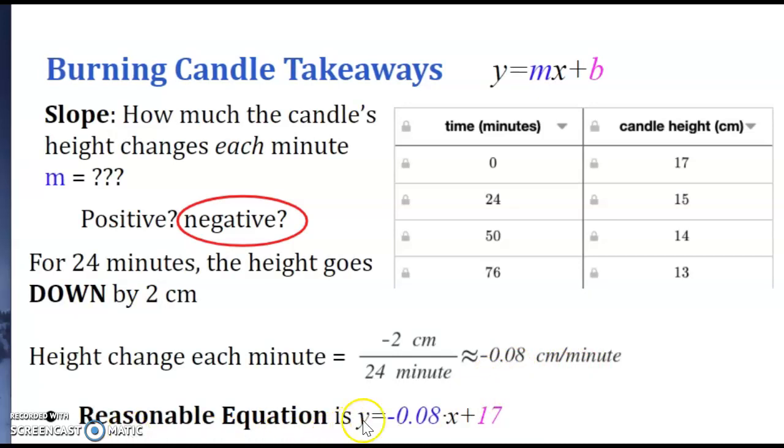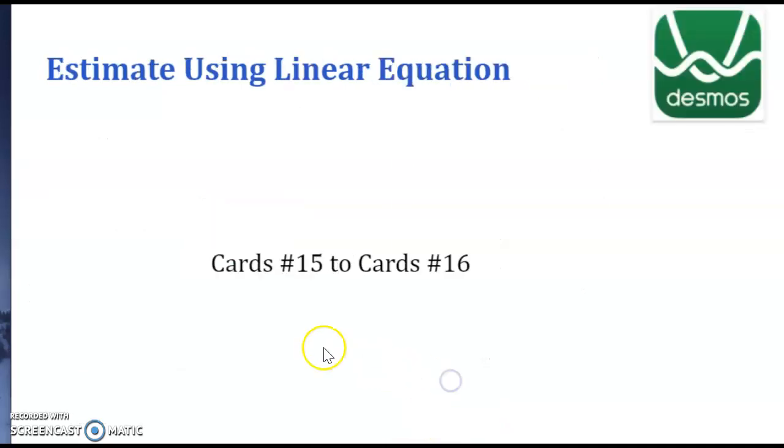So the reasonable equation from what we figured out is that we found b to be 17. We found the slope to be negative 0.08. So put it together, y is equal to negative 0.08x plus 17. Remember, the slope is being multiplied to x. It's not being added. It's the number right in front of x because it's being multiplied to x. Okay, now you're going to pause the video and go on to card number 15 to 16.